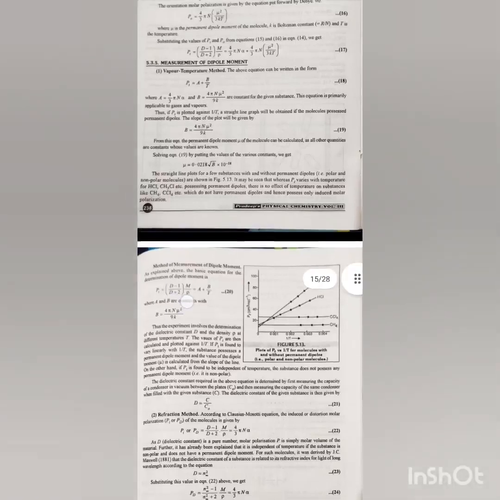The straight line plots for a few substances with and without permanent dipoles, that is, polar and non-polar molecules, are shown in figure 5.13. It may be seen that whereas Pt varies with temperature for HCl, CHCl3, etc., possessing permanent dipoles, there is no effect of temperature on substances like CH4, CCl4, etc., which do not have permanent dipoles and hence possess only induced molar polarization.